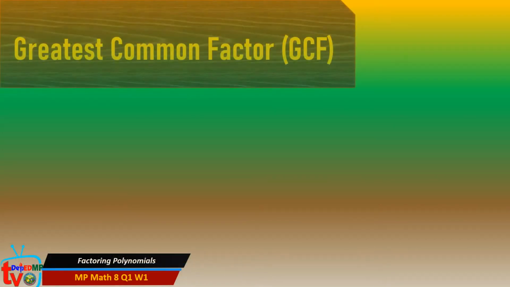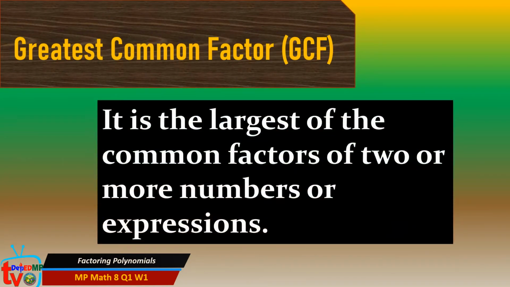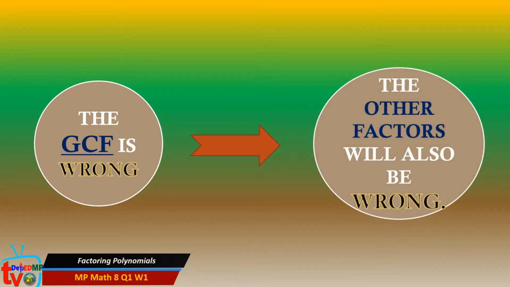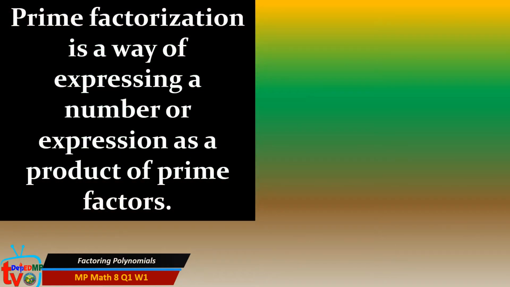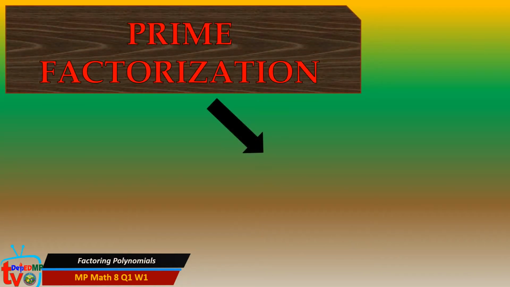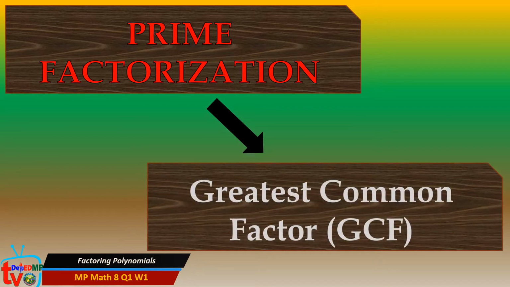What is the greatest common factor or GCF? Simply, it is the largest of the common factors of two or more numbers or expressions. Once the GCF is wrong, the other factor will also be wrong, so be very careful. Prime factorization is a way of expressing a number or expression as a product of prime factors. A prime number is a number that has exactly two factors, 1 and the number itself. Prime factorization is one way of determining the greatest common factor of two or more numbers.